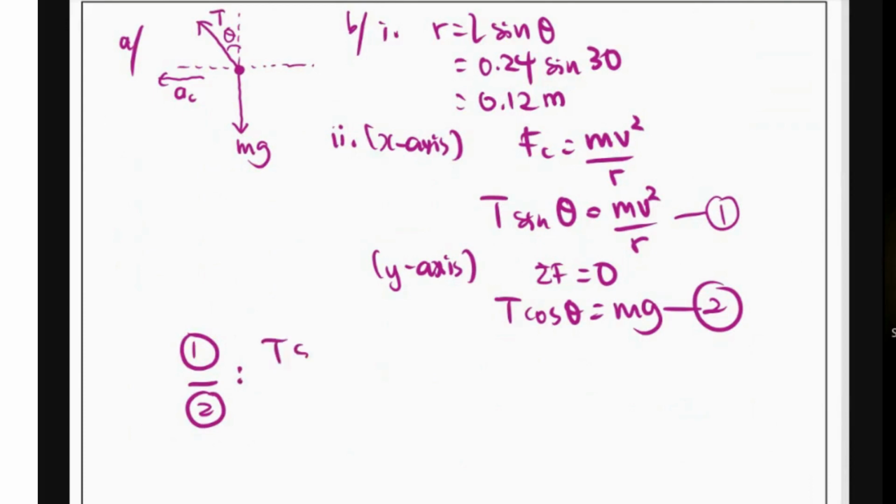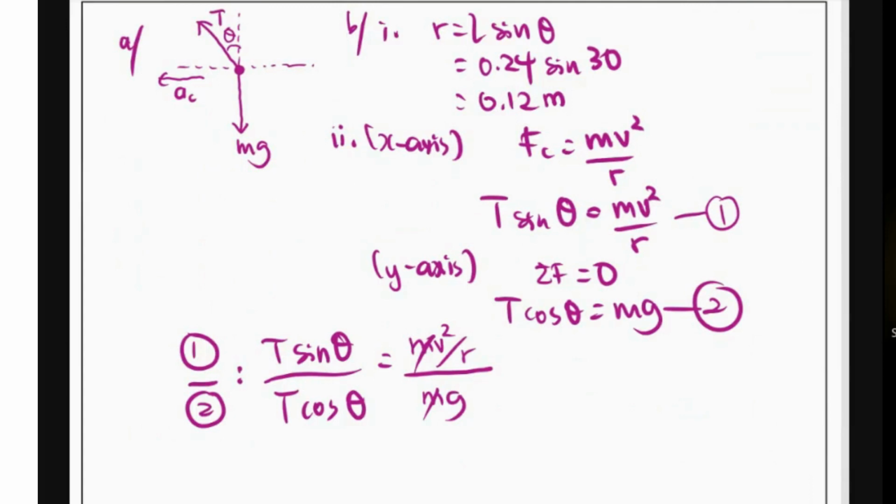If you divide T sine theta by T cos theta, you can just cancel the tension without looking for it. And the right side is mv squared divided by r and then divided by the mass times g. And again, without finding the value for mass m, you can just cancel out mass, cancel out tension.